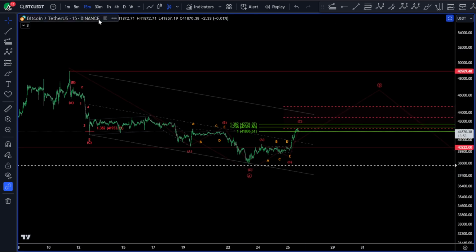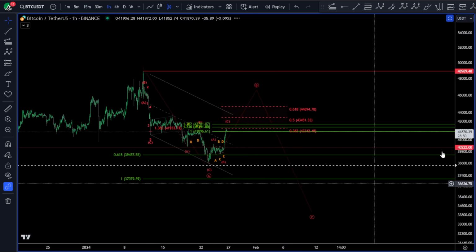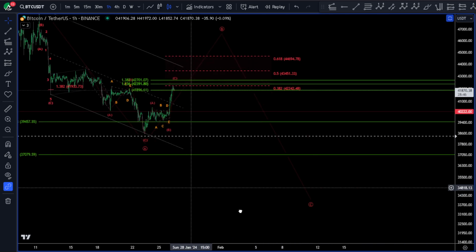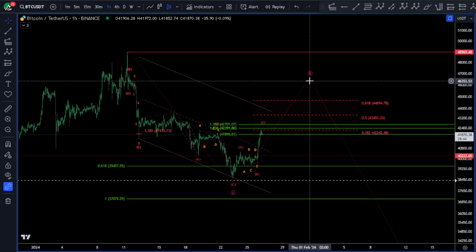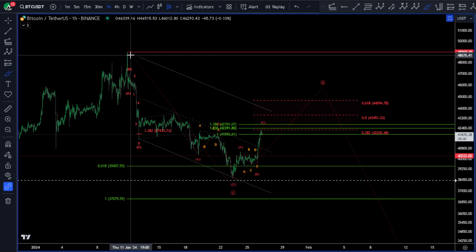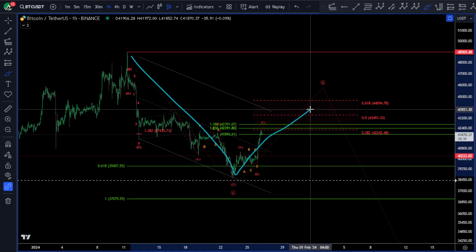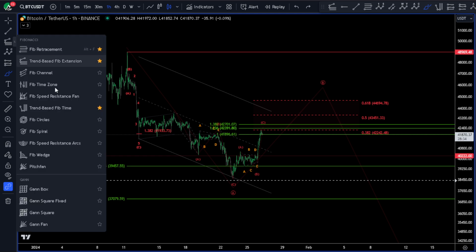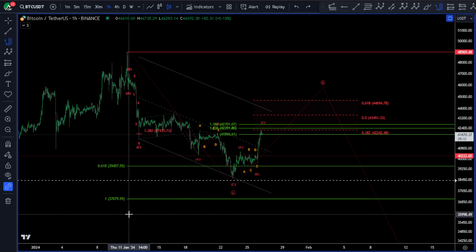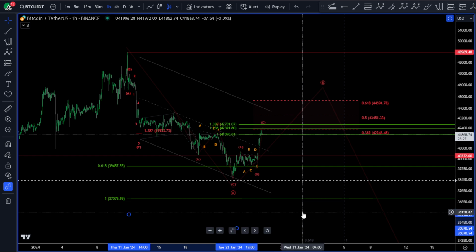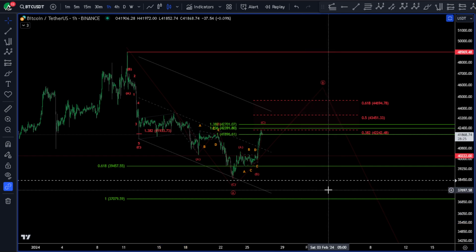So where does that leave us now? If we're correcting this entire move, this entire A wave, we expect this B wave to eat up some time. We want it to be at least a 618 in time as this wave here, which could take us out quite a few weeks. If this count is correct, again, mid to early February.